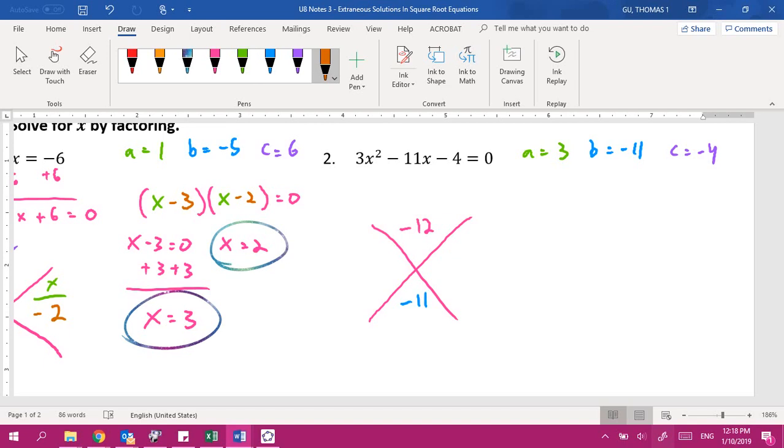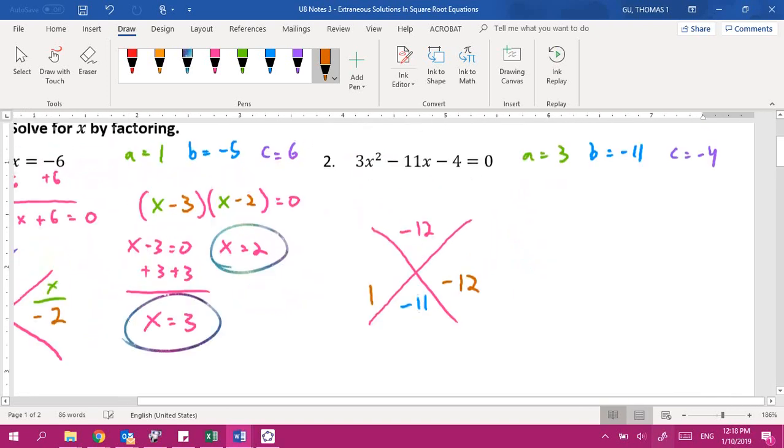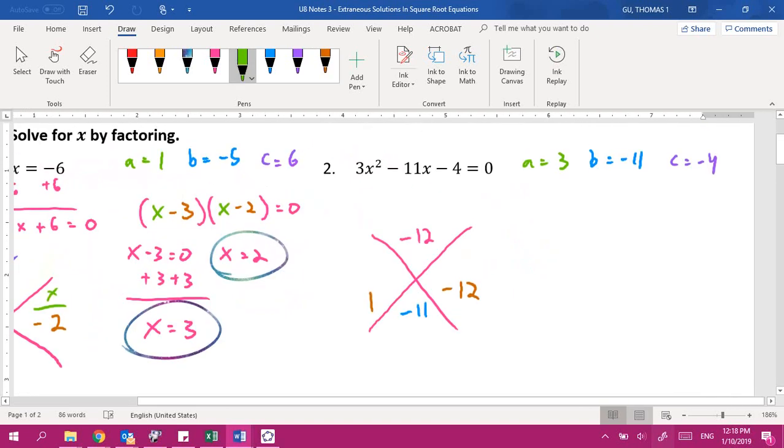So what are my two values going to be on the sides? 1 and negative 12. Very good. Okay, now what goes on top of these numbers? 3x. Very good, because it's A, which is 3 times x.